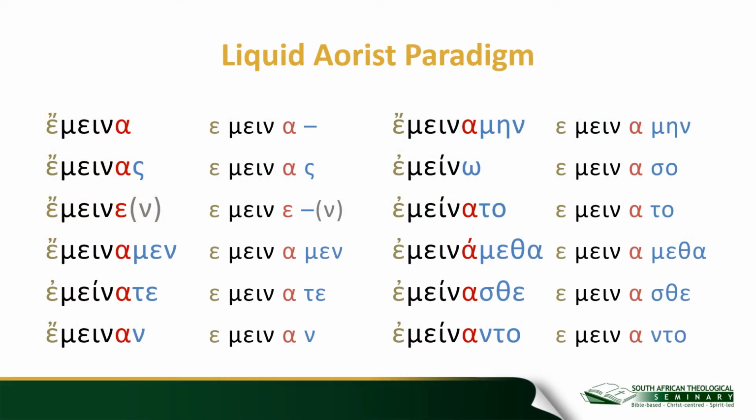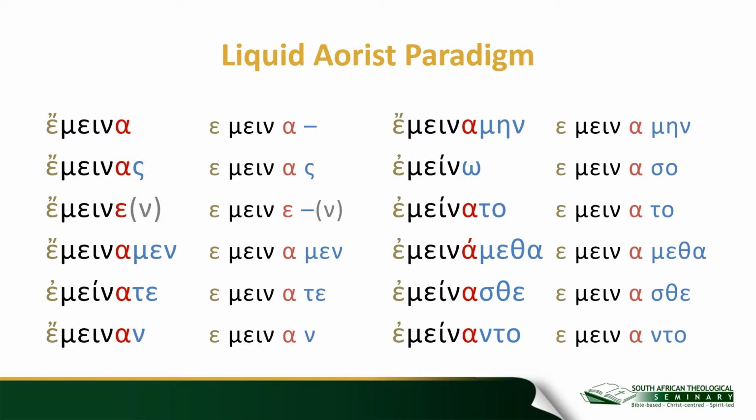Here is an example paradigm for a first aorist liquid verb. We are using the verb meno, meaning I remain. The verbal root is men, but the first aorist tense stem has been modified to mein. It has added an iota. We are not going to recite the paradigm. The key observation is that the tense formative is alpha throughout, except for the active 3 singular.